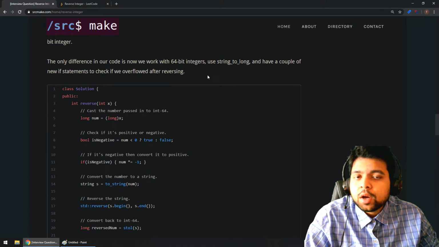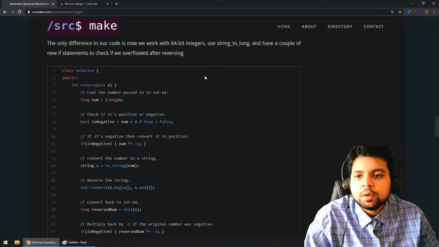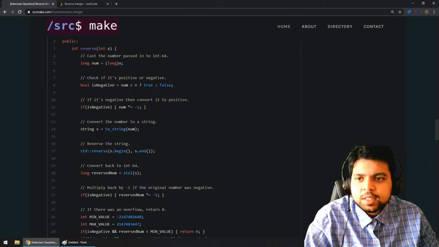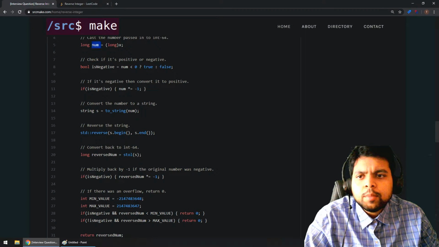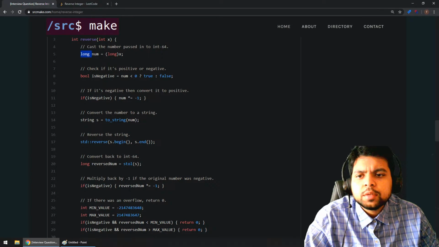So the difference in our code, now we have working C++ code. Let's go through it. Still a function that passes in some integer named x. What we want to do is convert x to a 64-bit integer, which in C++ is a long. That's the name of the type. So our number is going to be a 64-bit integer.